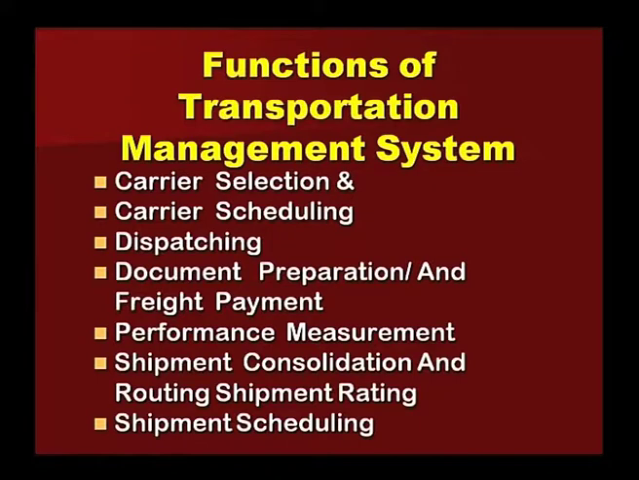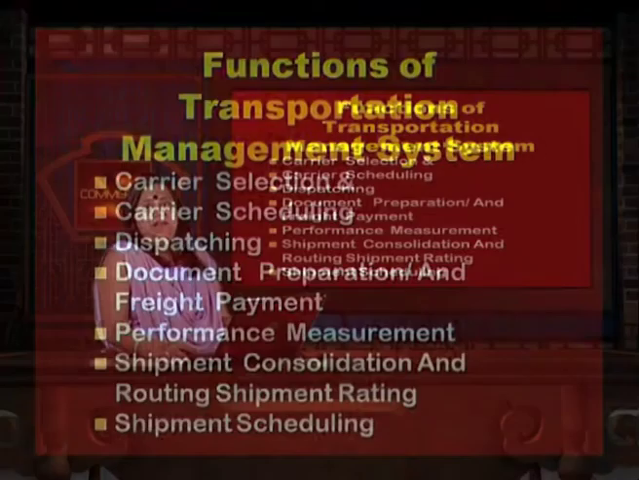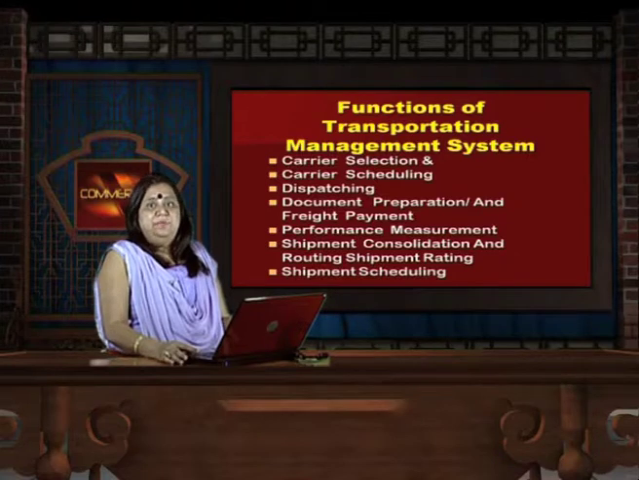Functions of transportation management systems include carrier selection and carrier scheduling. It is dispatching, document preparation and freight payment, performance measurement, shipment consolidation and routing, shipment rating, and shipment scheduling. Now, since we are working in global business systems, we need to buy raw materials from many locations. The locations are globally dispersed. So, we need to route the materials to the location, and it is a complex process involving scheduling and dispatching procedures, so that the cost and the delivery are maintained at the schedule where you need it.